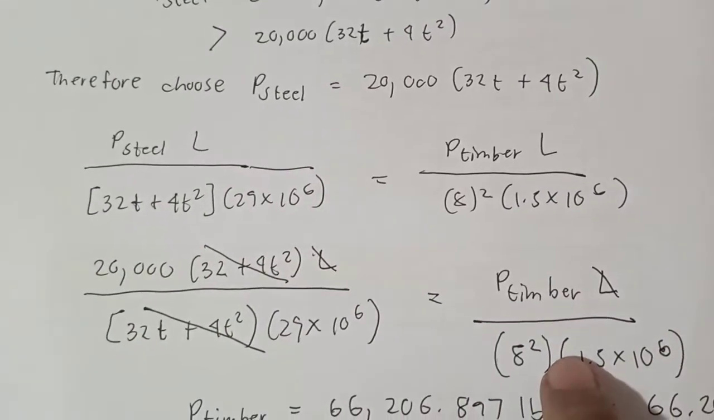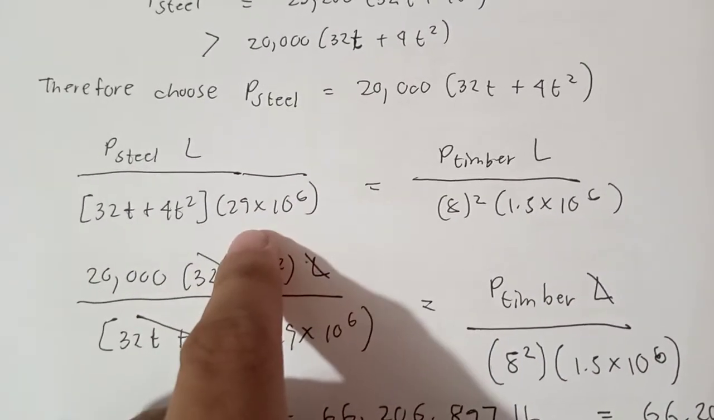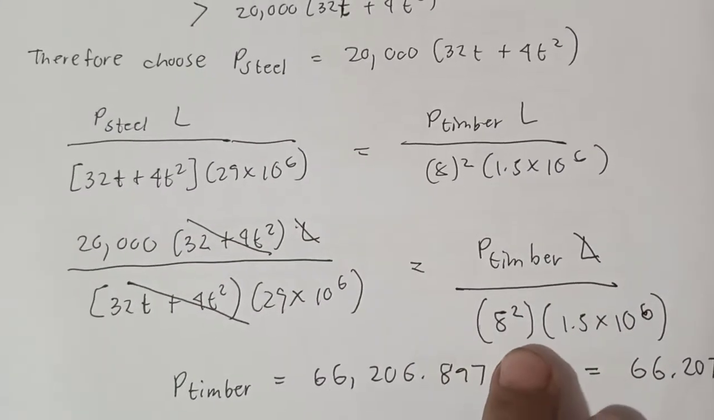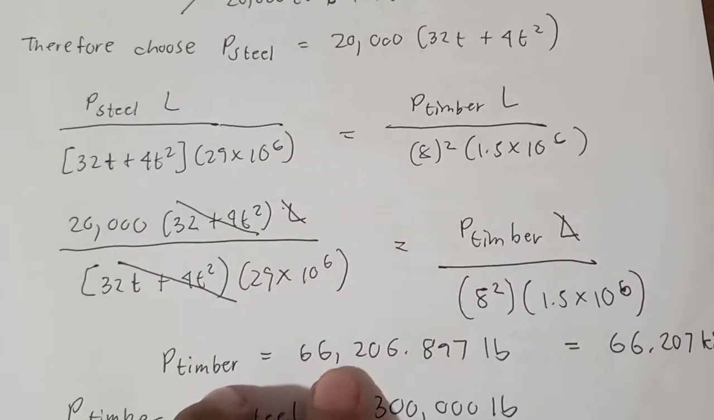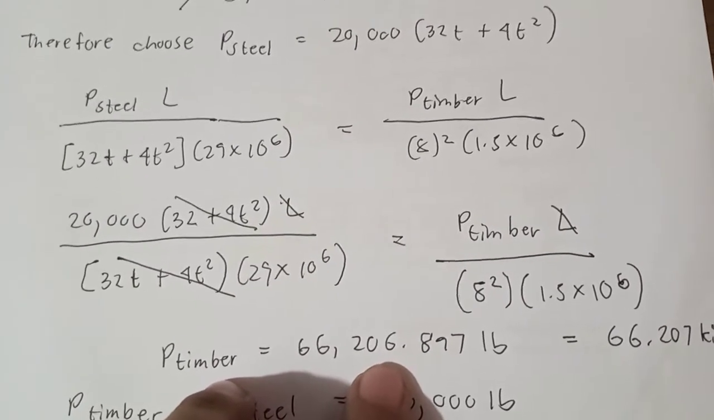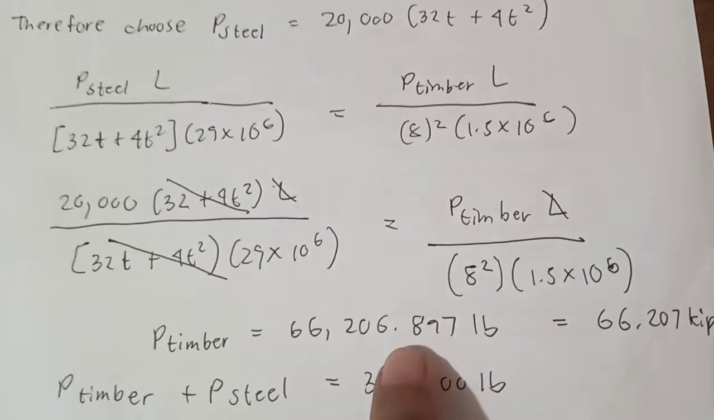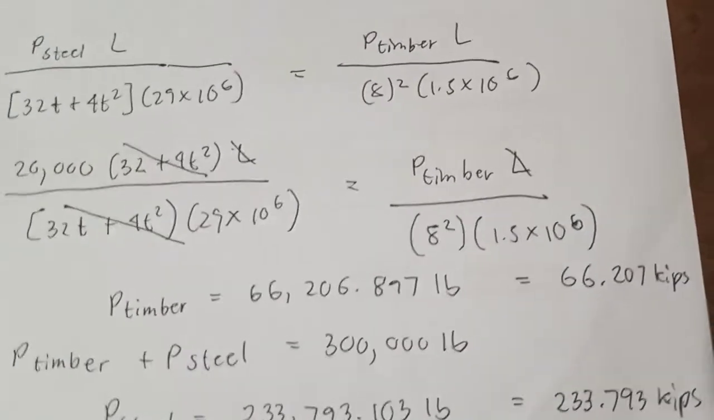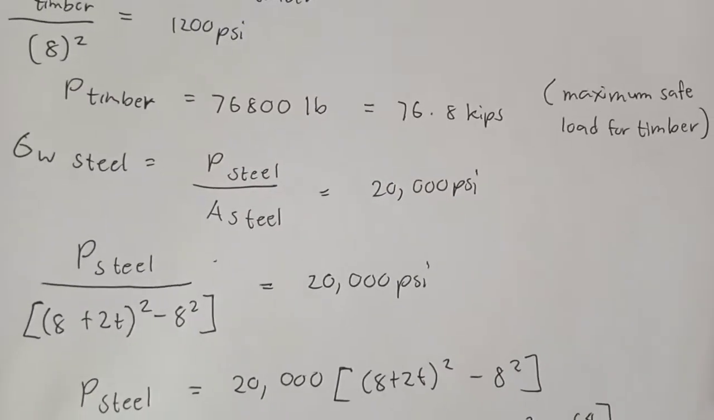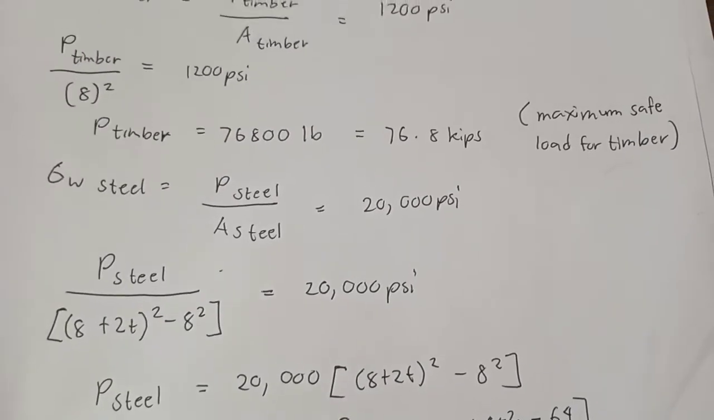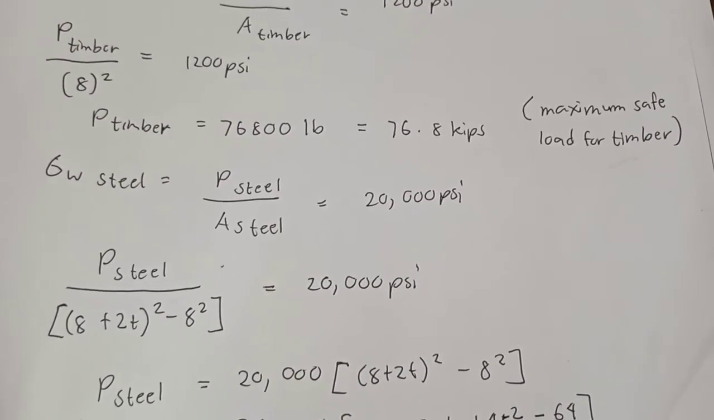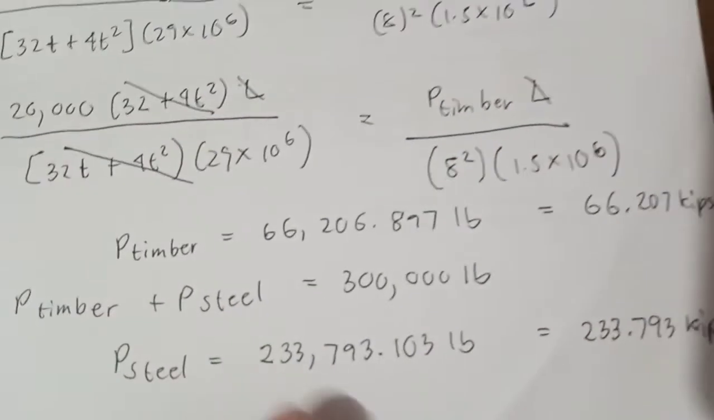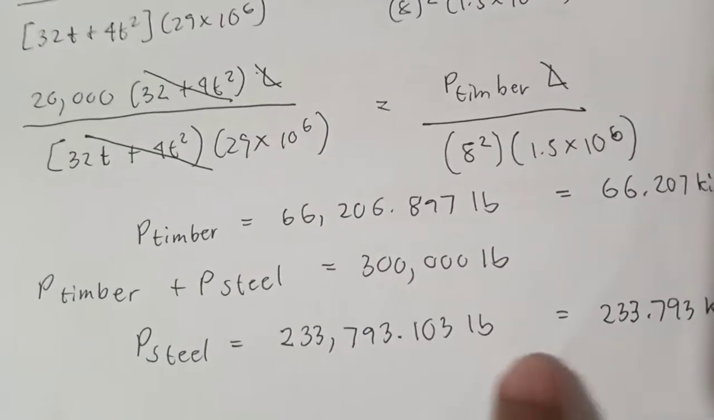So we substitute, same PL over AE for steel and PL over AE for timber. To make the discussion short, the P timber is computed to be 66,206.8976 pounds or 66.20 kips. This is the actual P timber. As you can see, the P timber computed using the allowable maximum stress for timber is 76.8 kips. Here, it is 66.207. So we choose the smaller one.